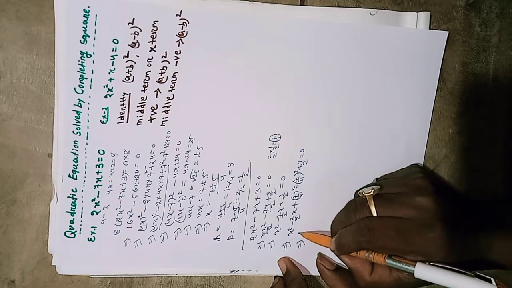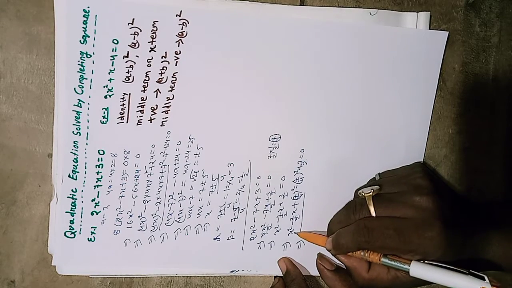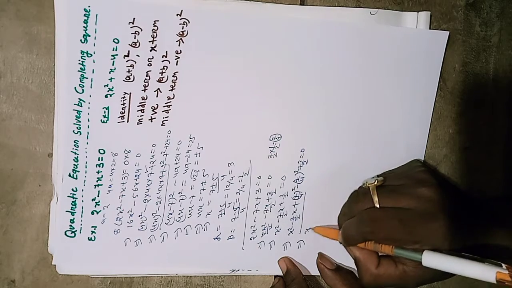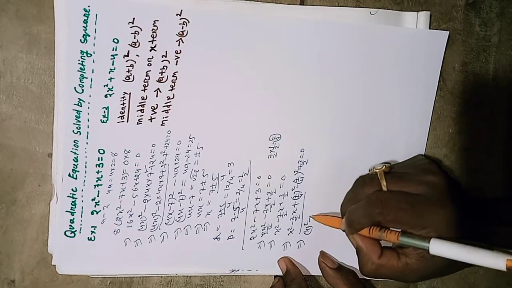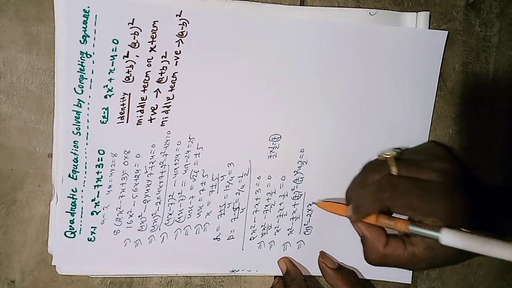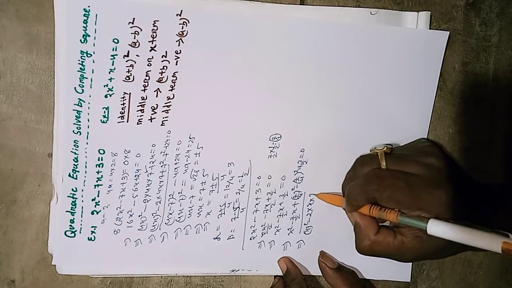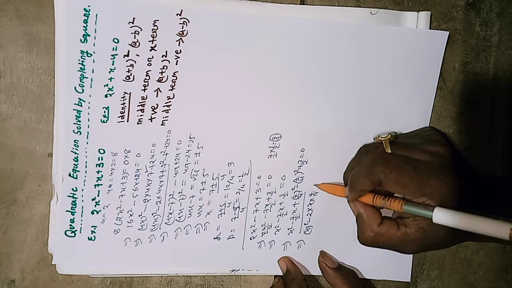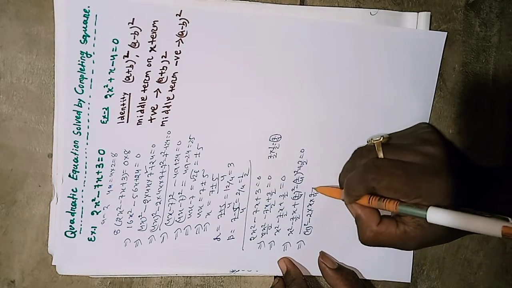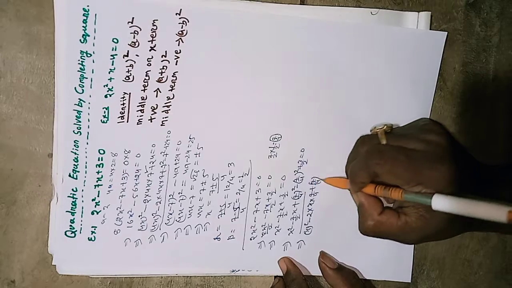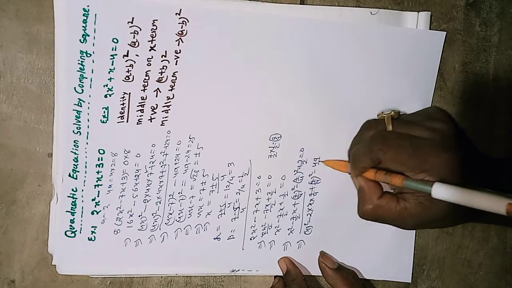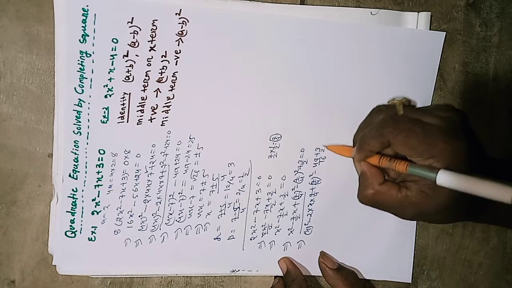This is the perfect square. A square, write in a minus b whole square form. That is x square, write 2ab: in place of a write x, in place of b write 7 by 4. So x square minus 7 by 2x plus (7 by 4) square minus (7 by 4) square plus 3 by 2 equal to 0.